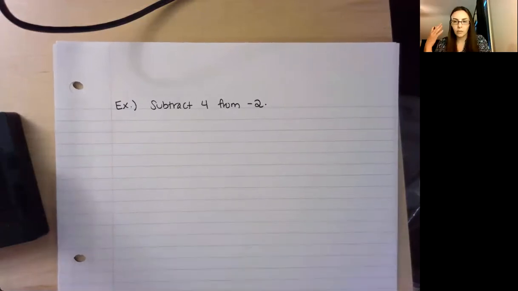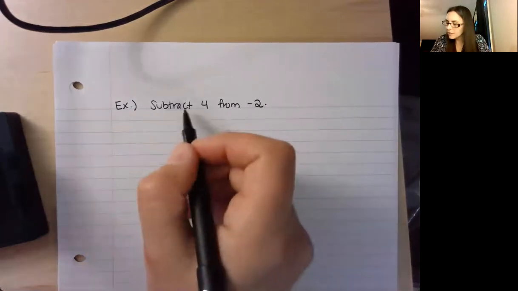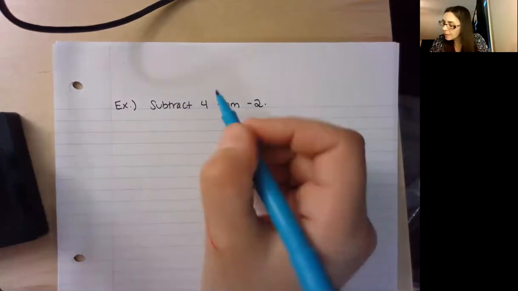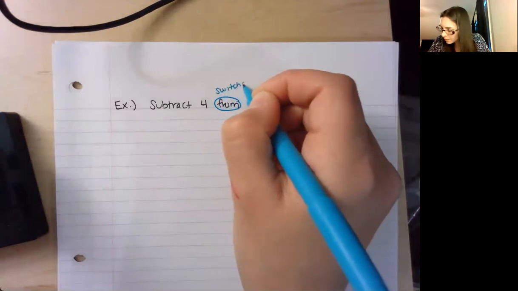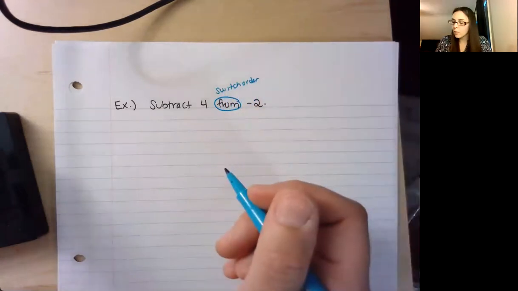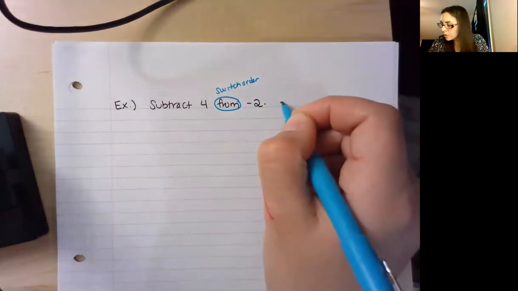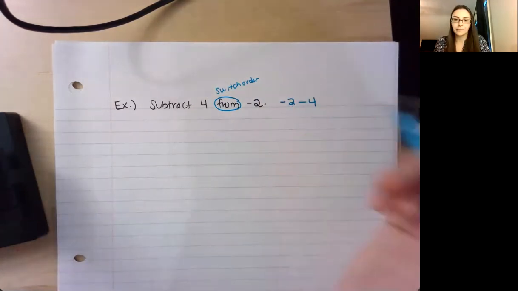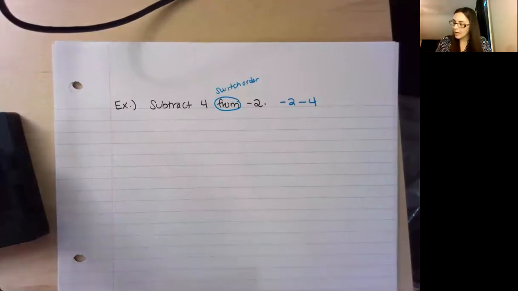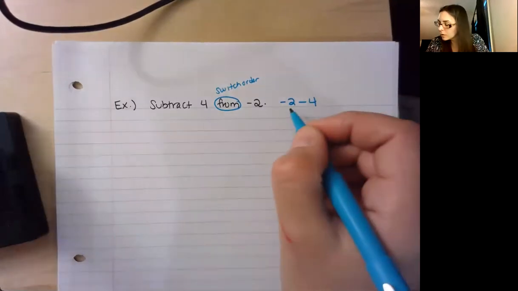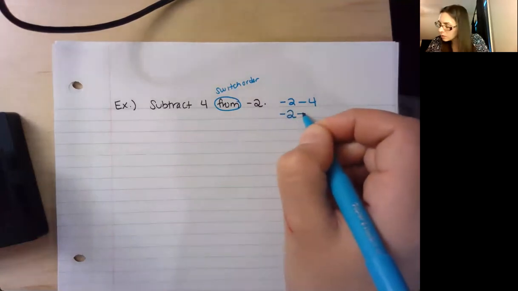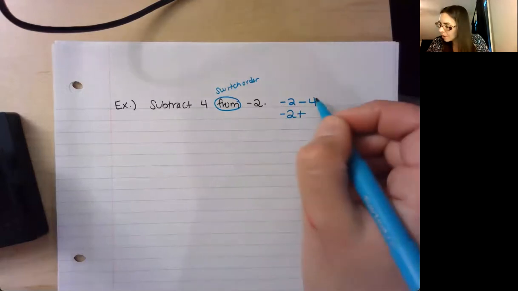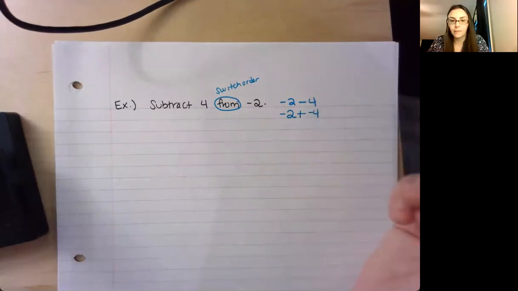Okay. So let's just do 1 or 2 examples of using our keywords again. So obviously subtract means we're subtracting, but remember that keyword of from is going to switch the order. So subtract 4 from -2 means I have -2 minus 4. And then what we can do is use our rules. So I keep the -2, I change this to addition, and I make that +4 a -4.